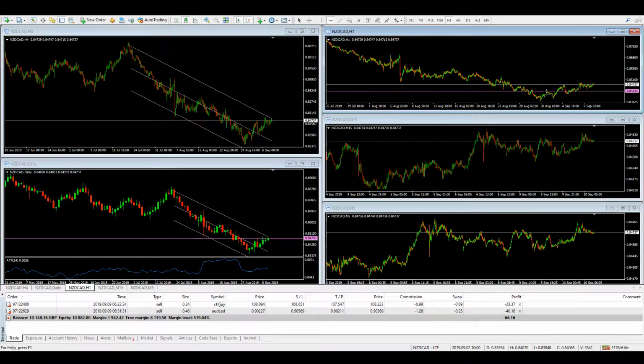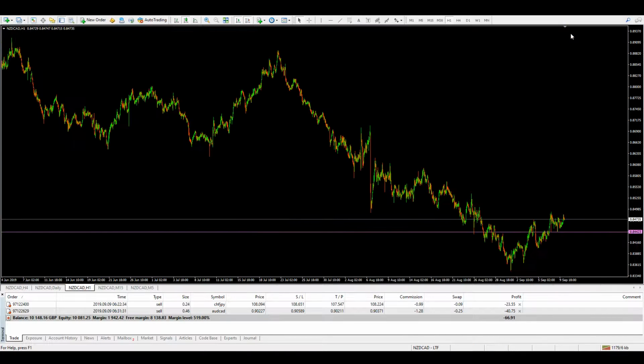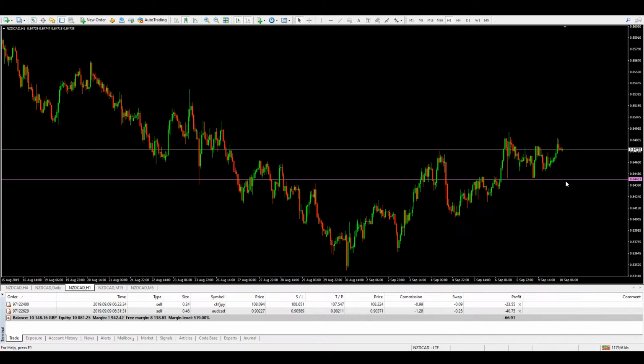You can see this area here, so the price needs to move past these previous lows to start producing lower lows and lower highs. It's kind of double topped. If we look at the hourly, no, it's not quite a double top.